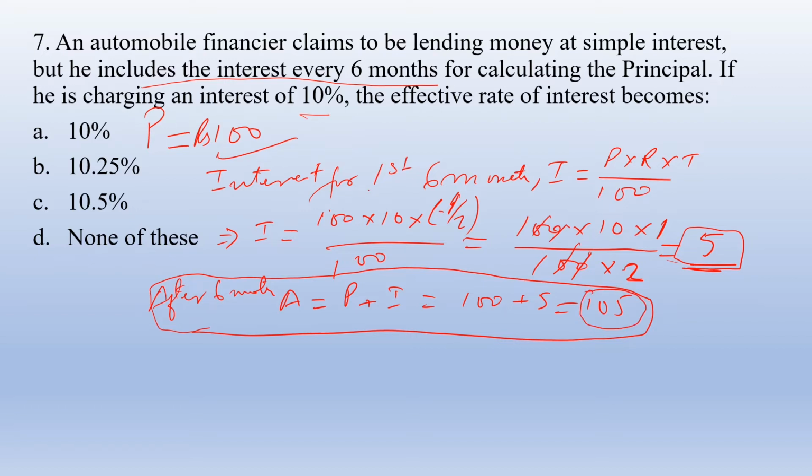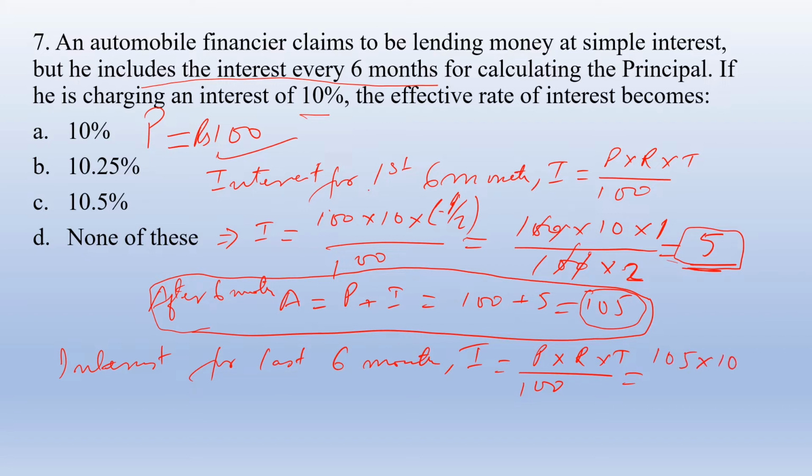So the interest for last 6 months will be I equal to principal multiplied by rate multiplied by time divided by 100. So the principal is our new principal, which is 105.